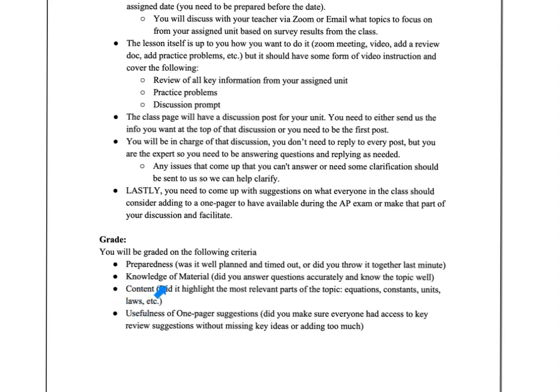Same with content. Did you choose the correct information, the main ideas to highlight, especially those things we talked about? And then usefulness for your one-pager suggestions. Did you facilitate a good conversation where your classmates came up with good ideas, or you gave them good ideas? That's kind of where your grade will be based on.